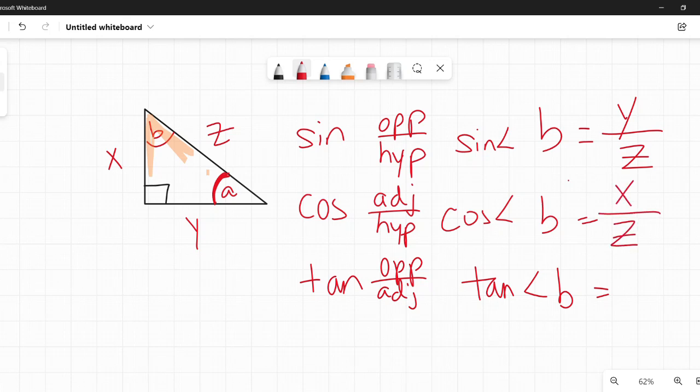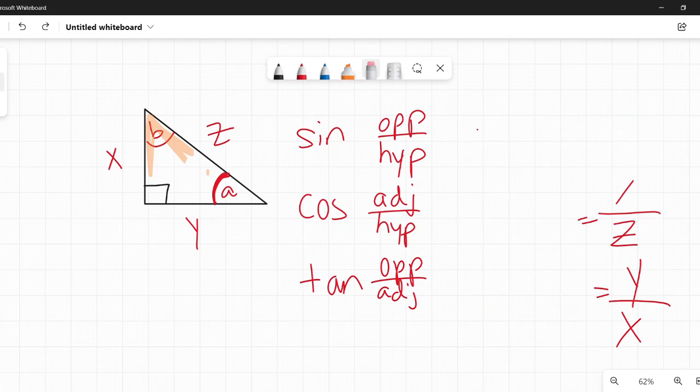Cosine of B, adjacent over hypotenuse. X is adjacent, Z is still the hypotenuse. Tangent of B, opposite over adjacent. Y is opposite of it, and X is adjacent. So again, that adjacent and opposite depends on your perspective.